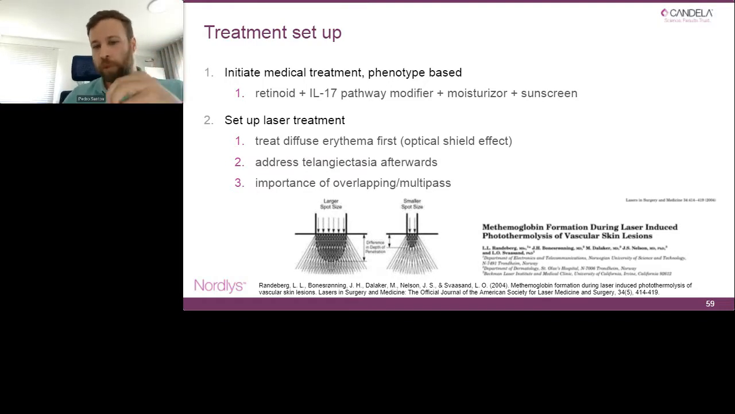If with the first pulse we convert the oxyhemoglobin to methemoglobin, the methemoglobin has a higher absorption in this range of wavelength compared with the oxyhemoglobin. And the presence of methemoglobin stays there for some minutes. So if we do multipassing or overlapping, as we are doing pulses sequentially, we will improve the efficacy by having a better absorption profile. That is why doing the multipass or overlapping will improve the efficacy of the treatment.